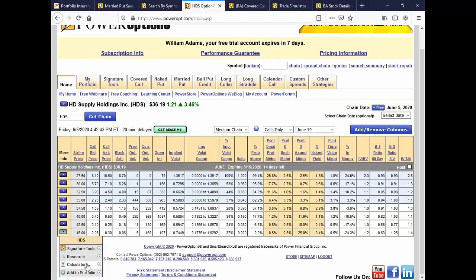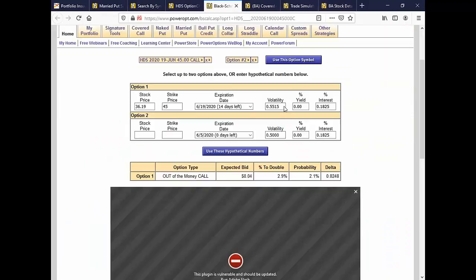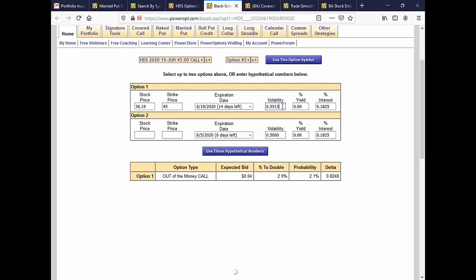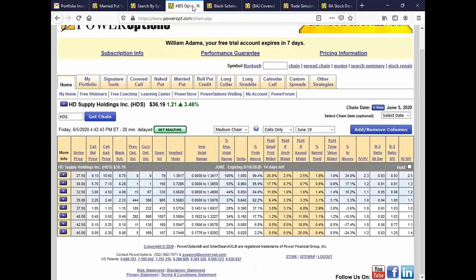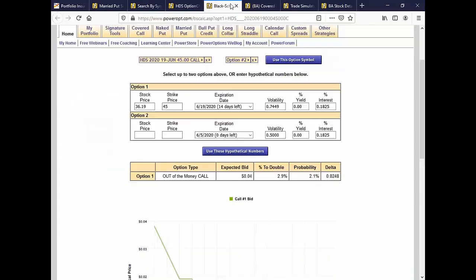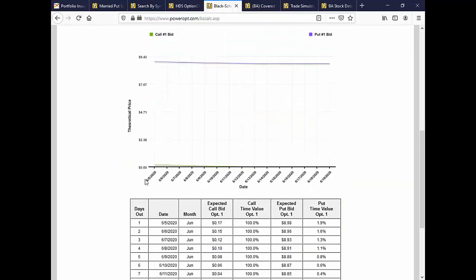Okay, let me go to the Black-Scholes calculator. Let's get this volatility up to where we saw. This is for that deep out of the money 45 strike that had a midpoint price of about 28 cents or so. Okay, so we were looking at 0.7449. Is that right? 0.7449 is the implied volatility. Our expected call premium, where we're at, 17 cents. Bid of 5, ask of 35.